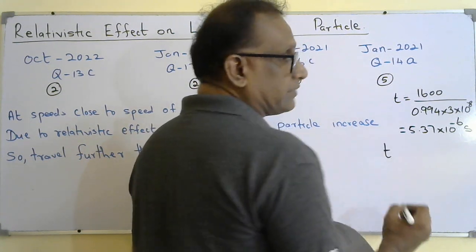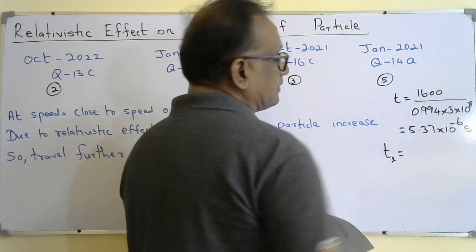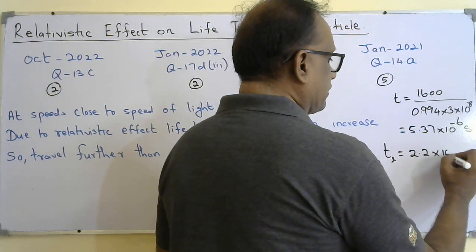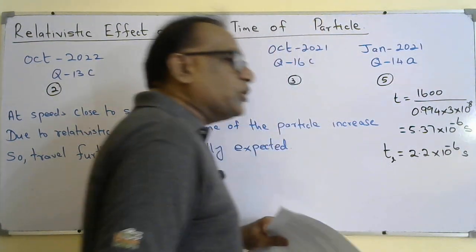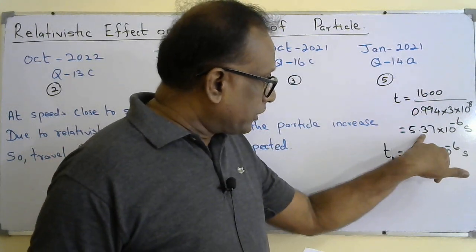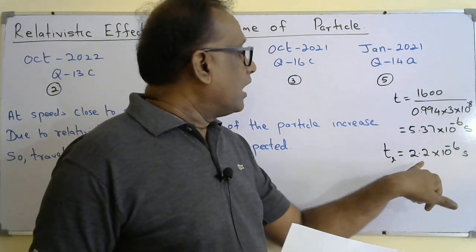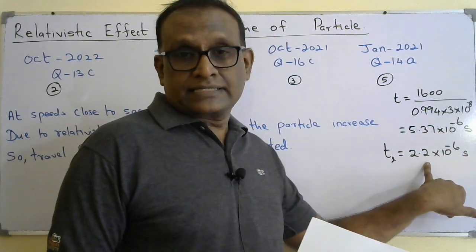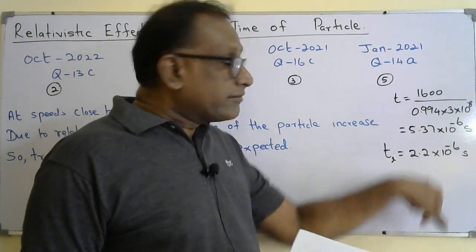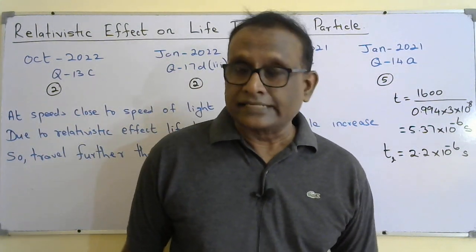The lifetime is given as T lifetime, I can say TL, which is 2.2 × 10^-6 seconds. So if the muon wants to reach the ground from the top of the mountain, the required time is 5.37 × 10^-6 seconds. That is greater than the lifetime, 2.2 × 10^-6 seconds. So it can't reach the ground. Before that it will decay into energy. But it reached the bottom. It was detected at the bottom of the mountain. Muons were detected. So how is it possible?